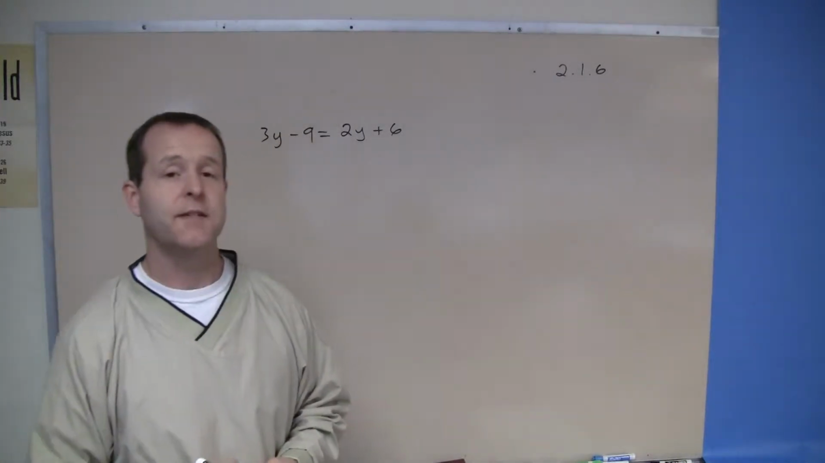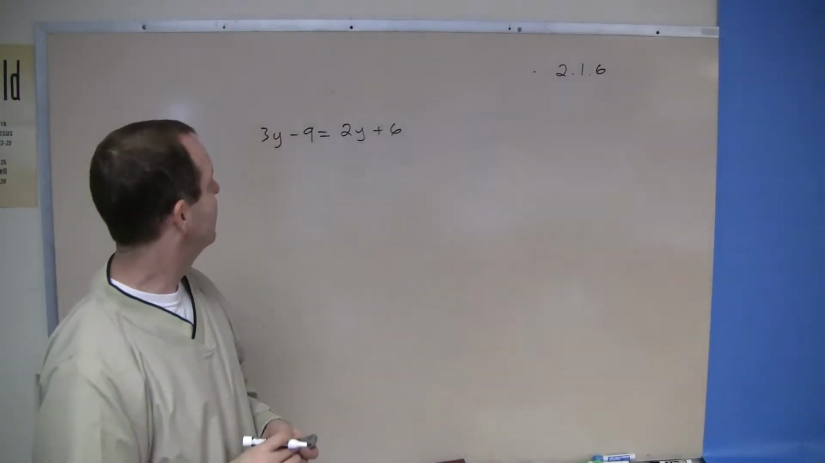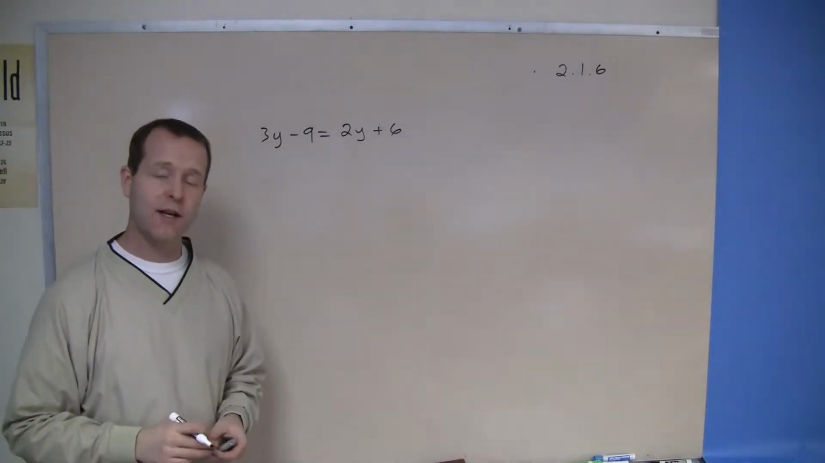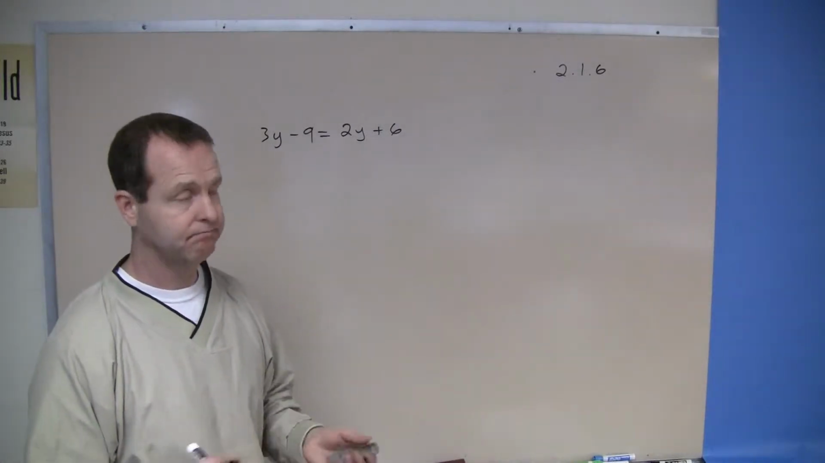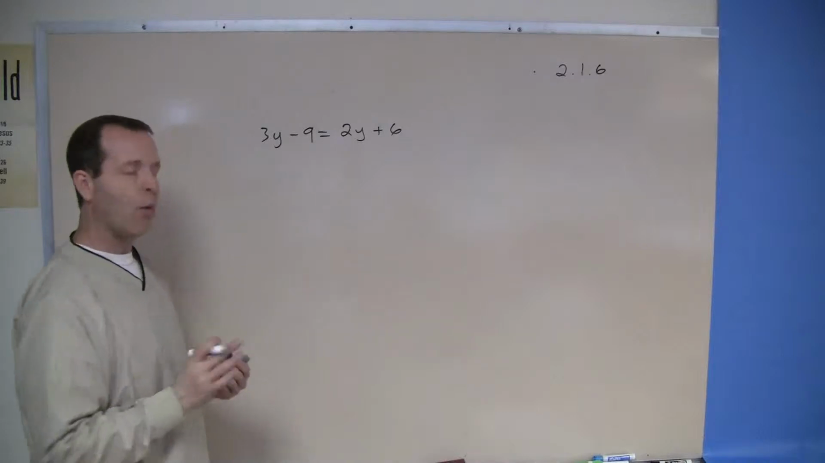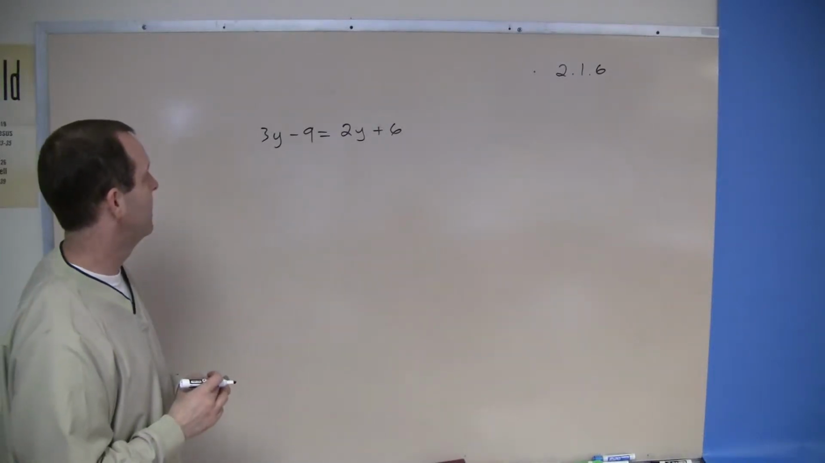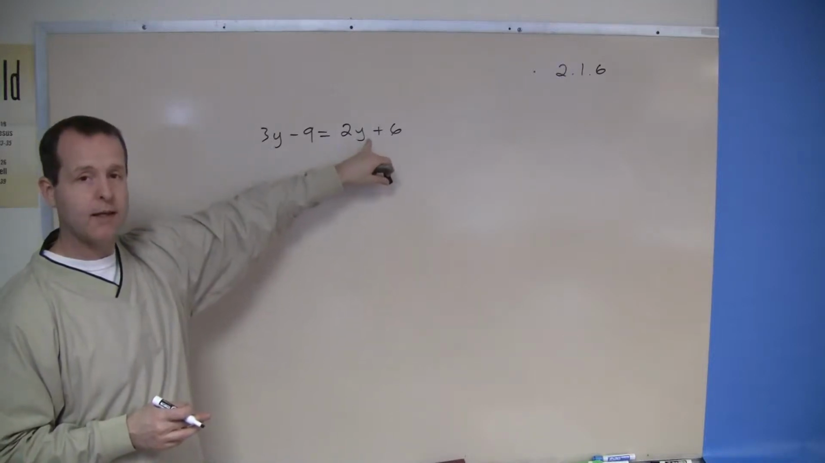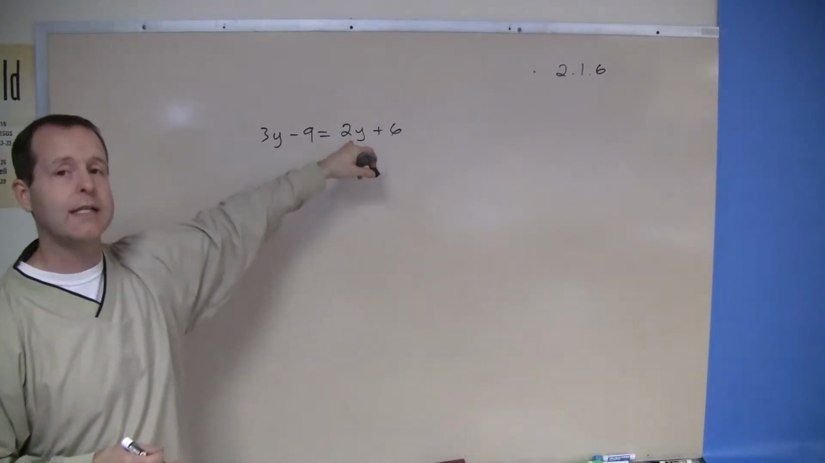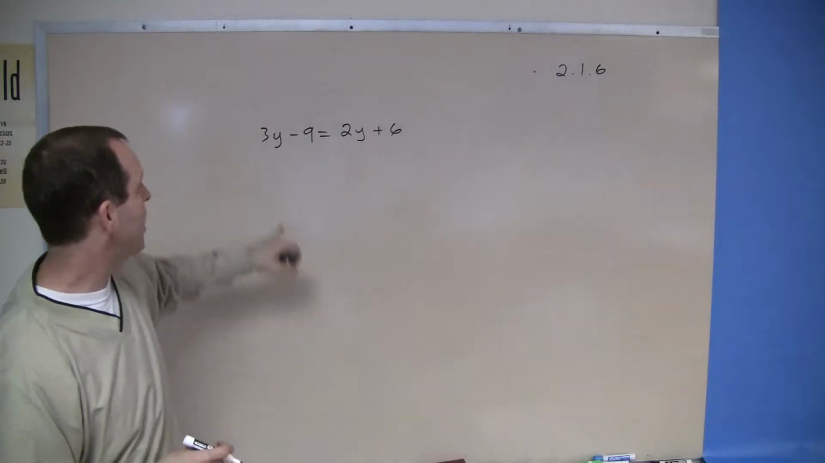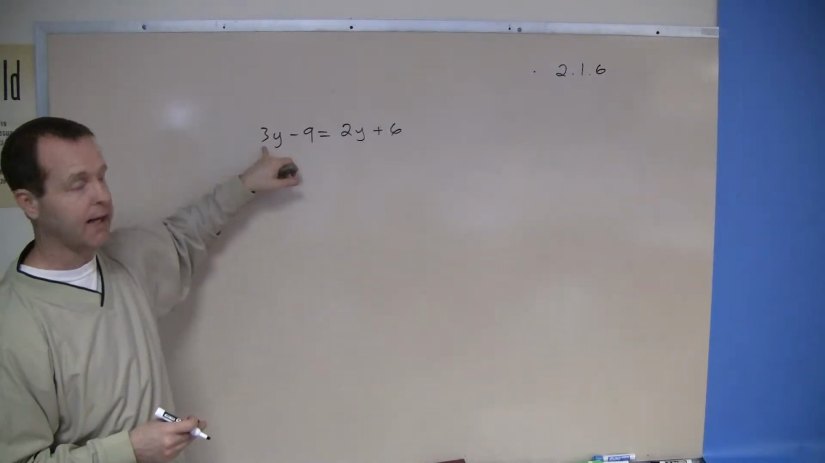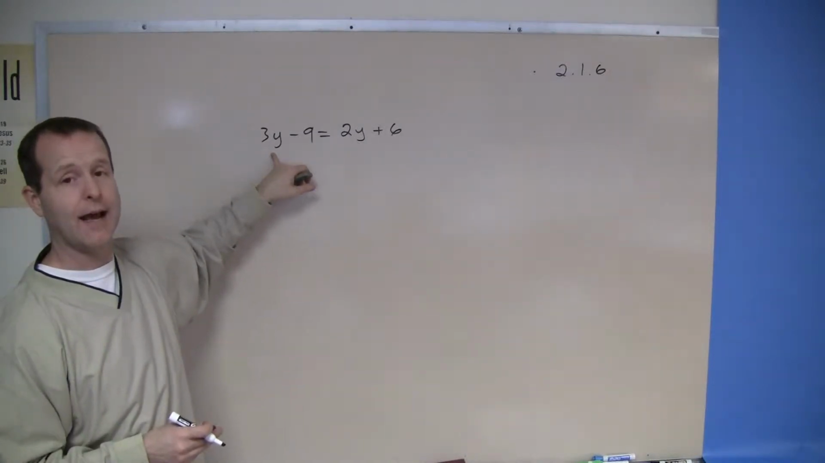Again, I'd like to solve this equation. Notice that I have constants on both sides of the equation and variables on both sides of the equation. No problem. I want to decide what am I going to add to both sides? Should I add a negative 2y on both sides so that the y is eliminated from the right? Or should I add a negative 3y to both sides so that the 3y is eliminated on the left?